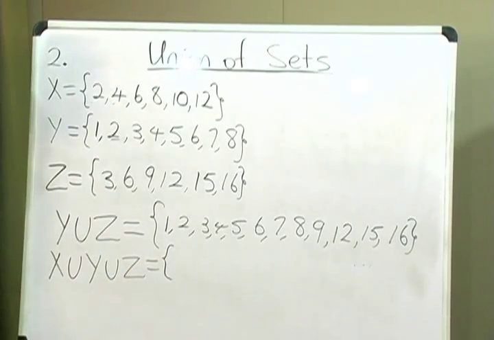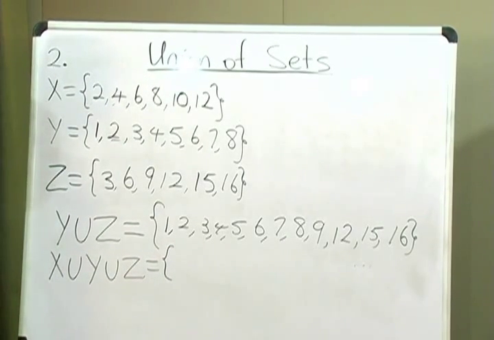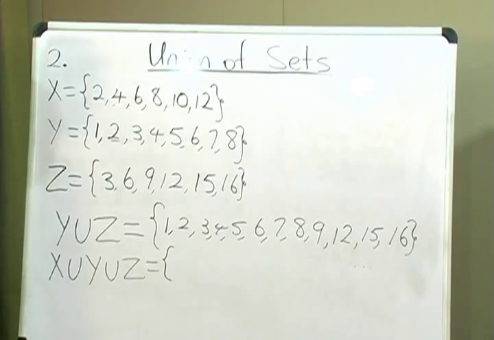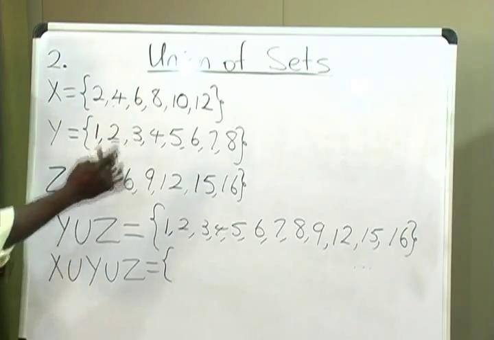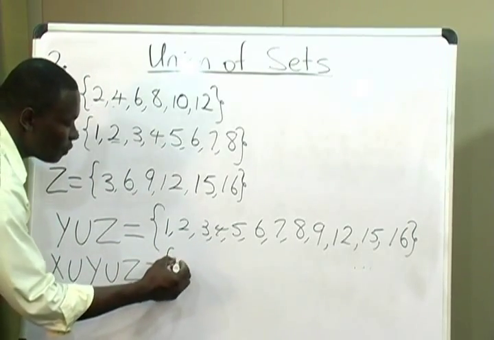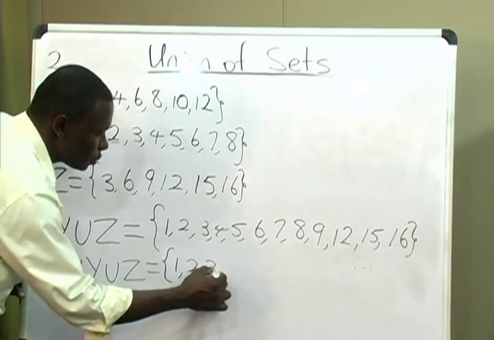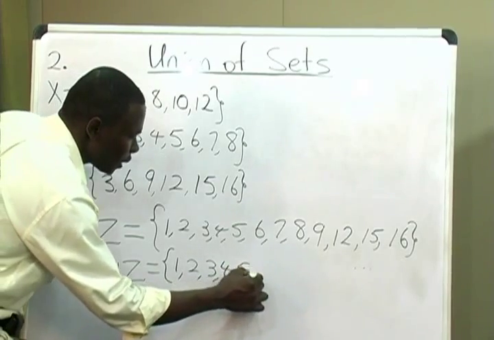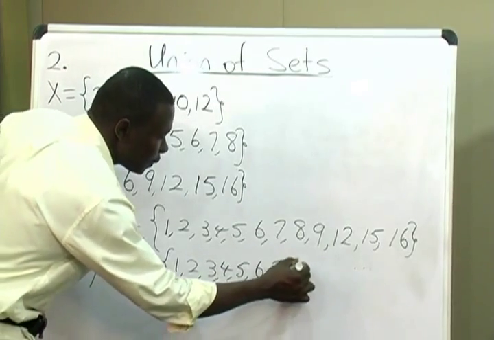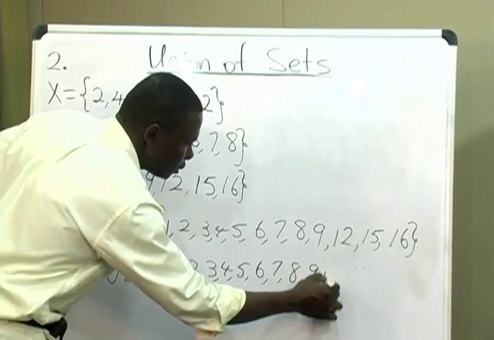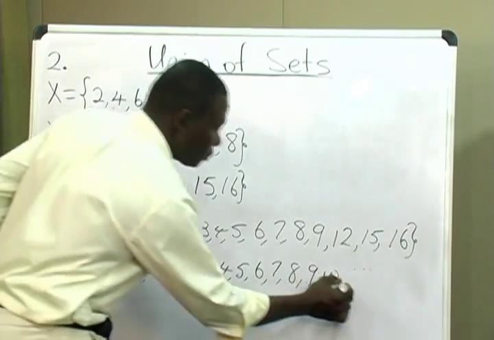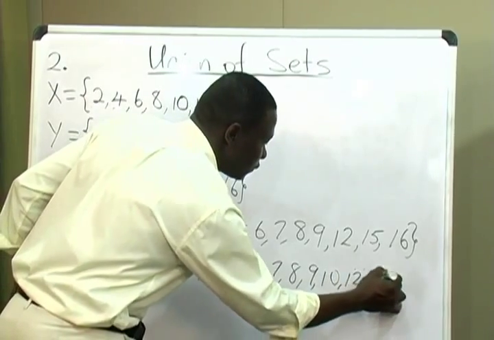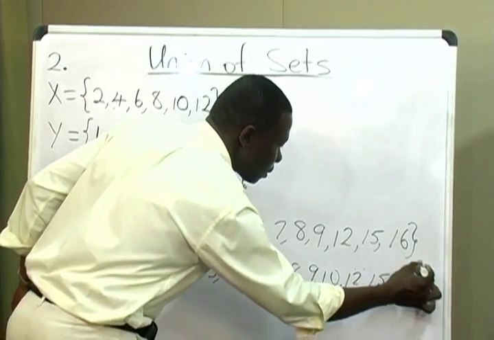And what are the elements? 1 to 10, because it's everything we're looking for. We put in everything in this one set. So we have 1, 2, 3, 4, 5, 6, 7, 8, 9, 10, 12, 15, 16.